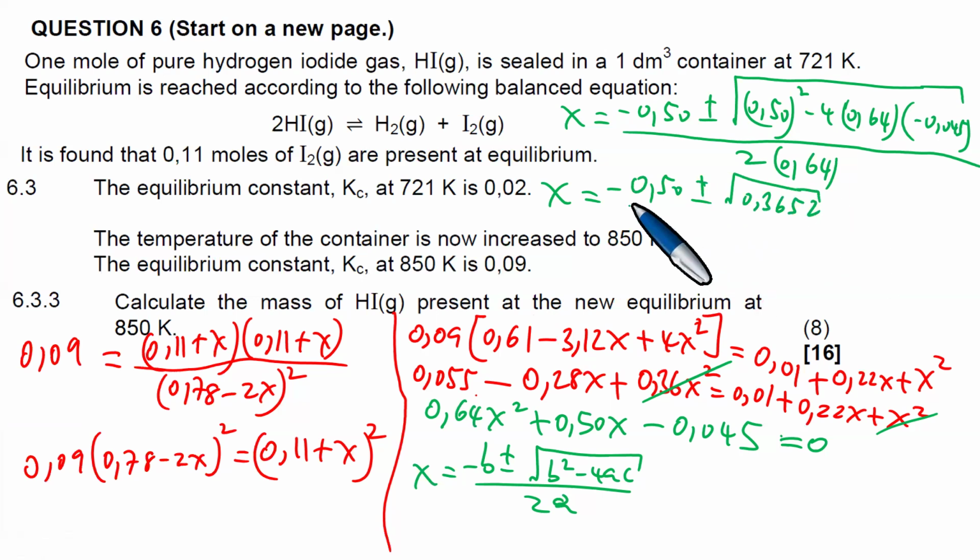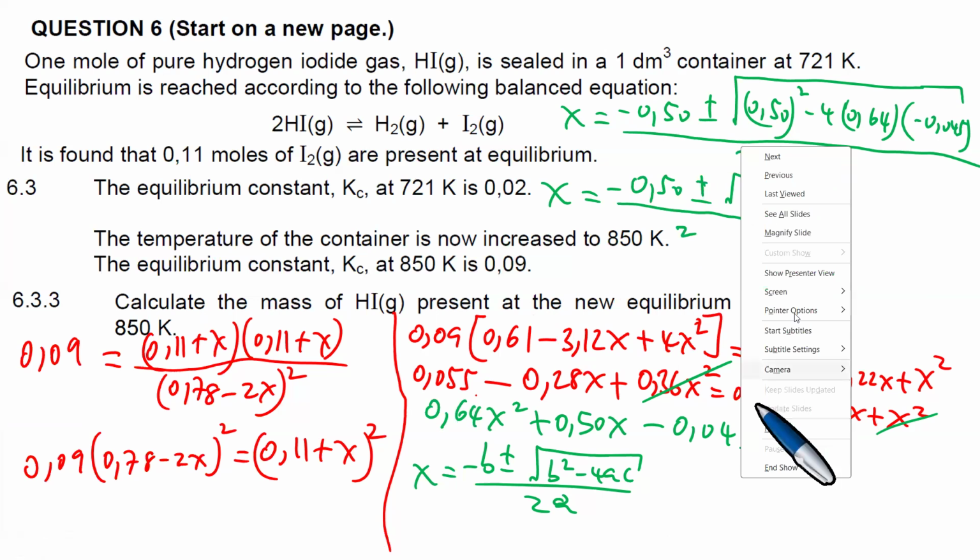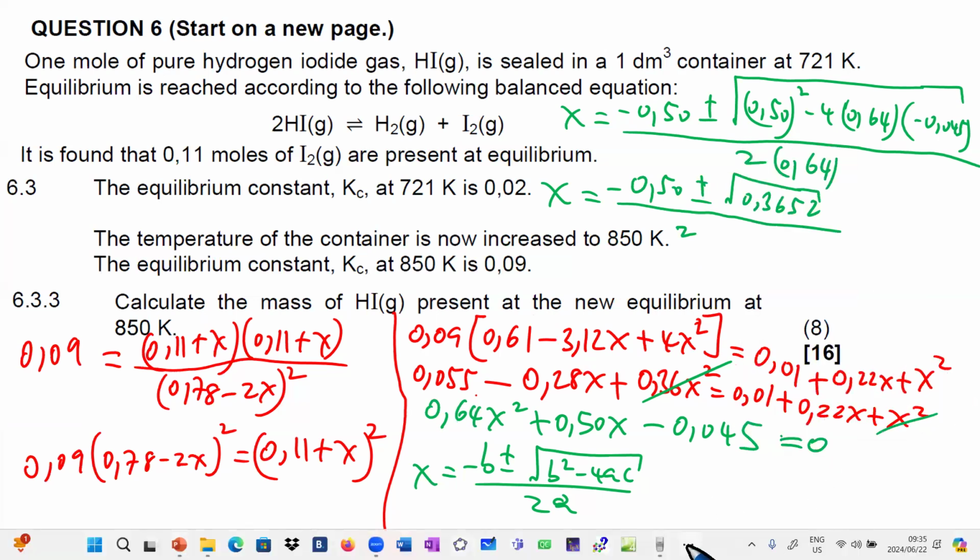0.3652 square root divided by that one, which should be the 2 times 0.34, 0.64. Okay, we're going to finish this calculation, please.